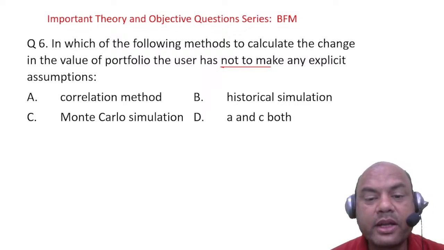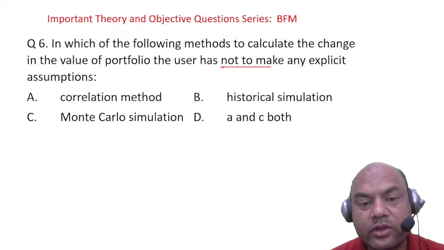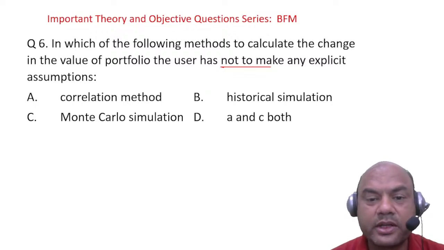Many of you have the tendency of typing A and C. So the answer is not D. Remember, A and C both is not the answer. Either A, B or C.